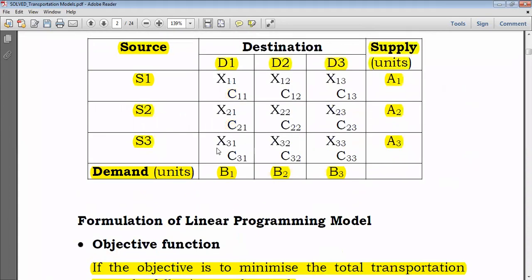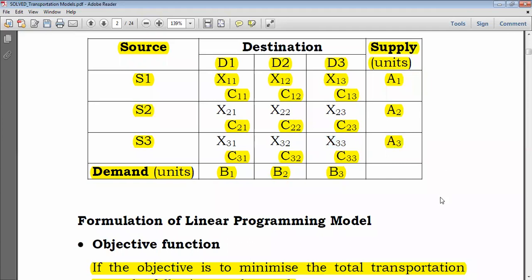If you just go to source 1, it can supply a maximum of A1, but this source 1 can supply X11 to B1, X12 to B2, and X13 to B3. So the summation of X11, X12, as well as X13 should not exceed A1. So this one plus this one plus this one should be less than or equal to A1. You do the same for source 2, X21 plus X22 plus X23 should be less than or equal to A2. And here, X31 plus X32 plus X33 should also be less than or equal to A3.